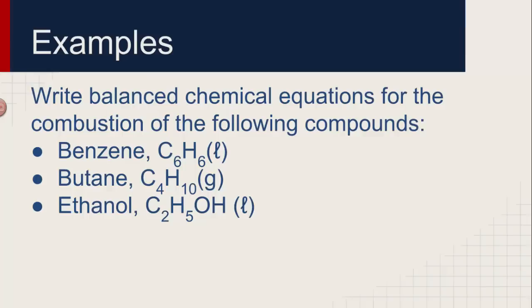So here are some examples. We're going to write combustion reactions, chemical equations, for the combustion of the 3 compounds that I've got listed here. Benzene, which is an organic solvent. It's also found in cigarette smoke. Pretty nasty stuff. It's a carcinogen. Butane, found in your average lighter, C4H10, that's a gas. And ethanol, which is the alcohol that grown-ups drink when they go out to have a good time. So all of our reactions are going to look very similar, but because we have different organic compounds that we're starting with here, the balancing will be a little different. But they're all going to have the same general skeletal structure.